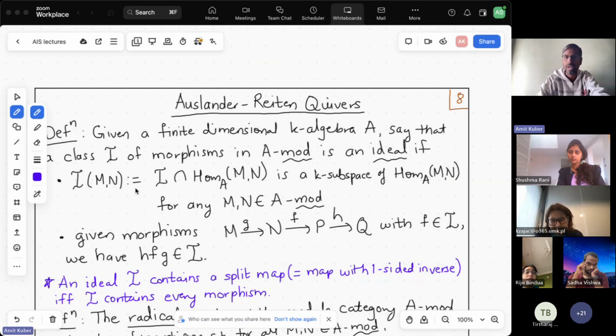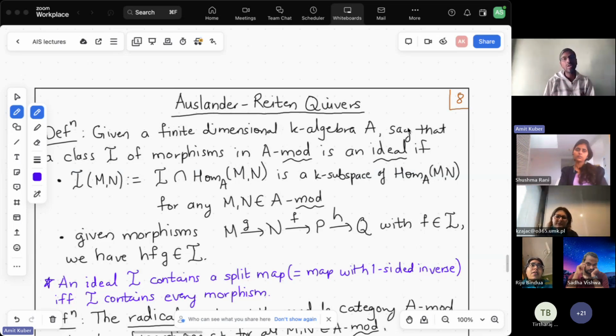Which go from M to N. That's all. So I'm claiming that this is a K subspace of Hom(M,N). Hom(M,N) is the collection of all morphisms. So I want it to be an abelian group. But now the condition will be locally an abelian group.